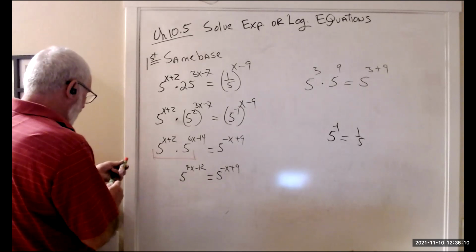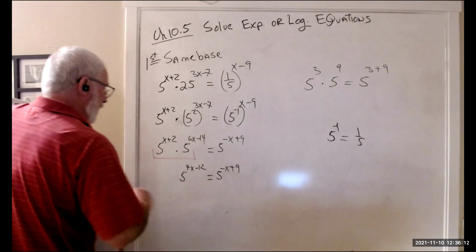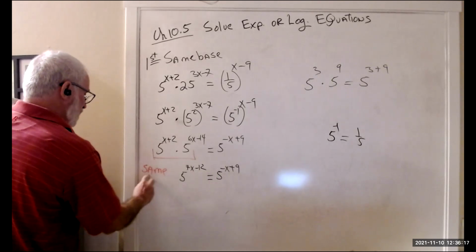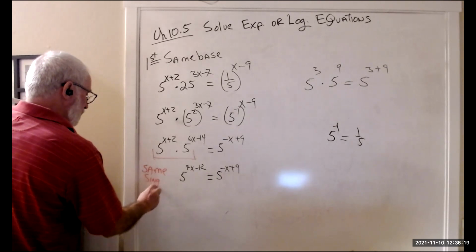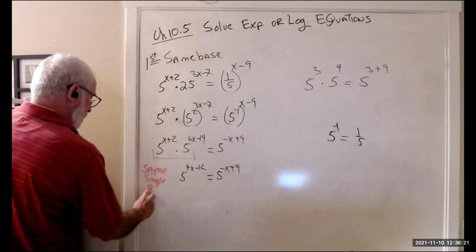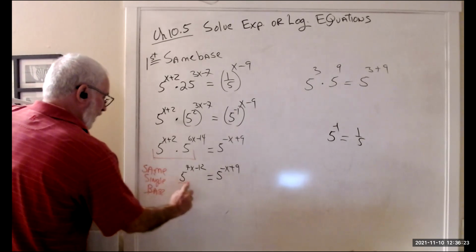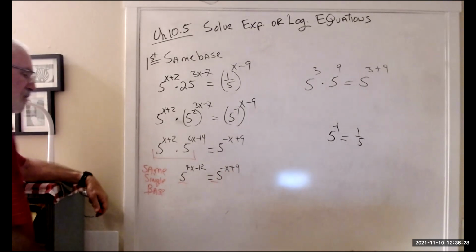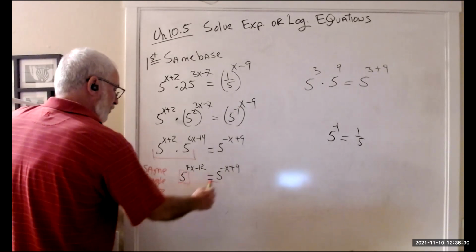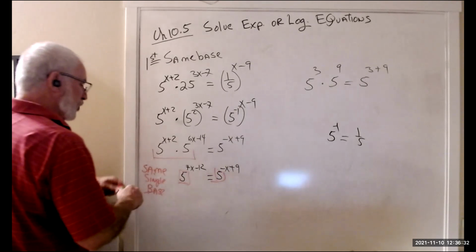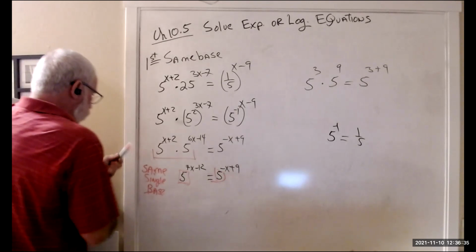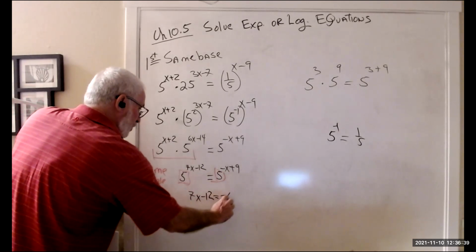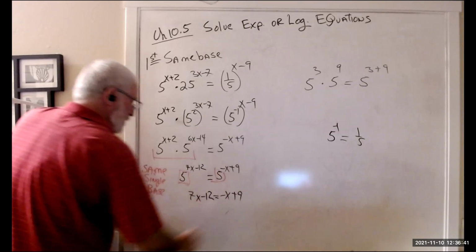Once they're the same single base, 5 and 5, and there's one 5 on each side, one of them here, one of them here, we can drop the 5, and that becomes 7x minus 12 equals negative x plus 9.